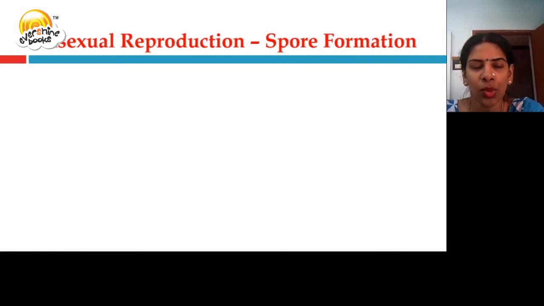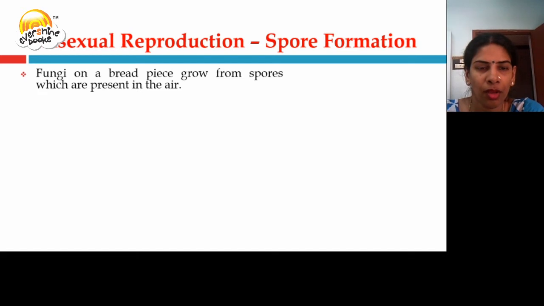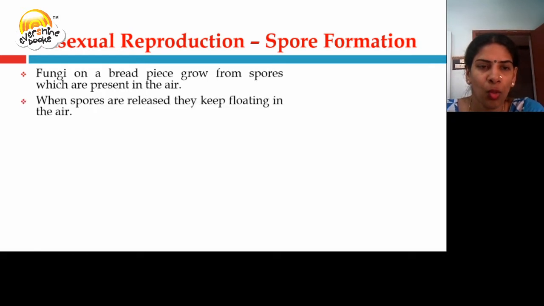Let us see how asexual reproduction takes place by spore formation. Fungi on a bread piece grow from spores which are present in the air. When spores are released, they keep floating in the air.